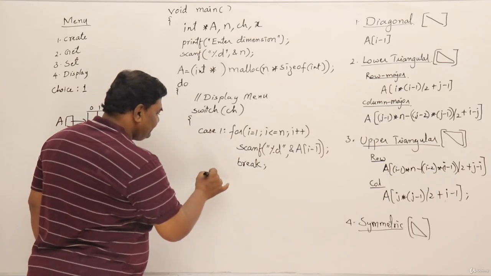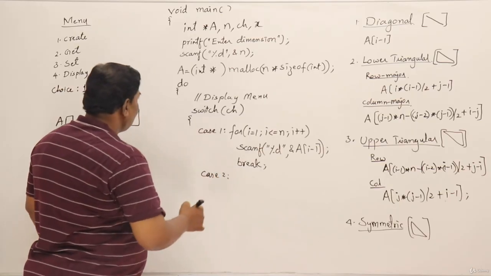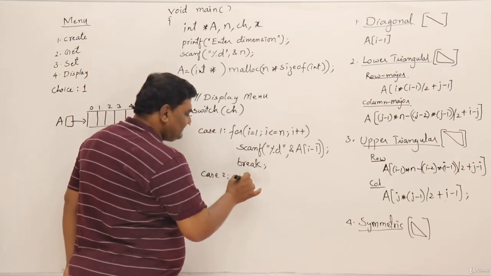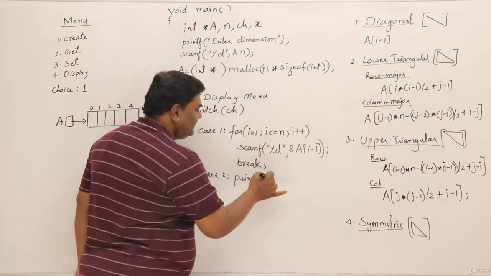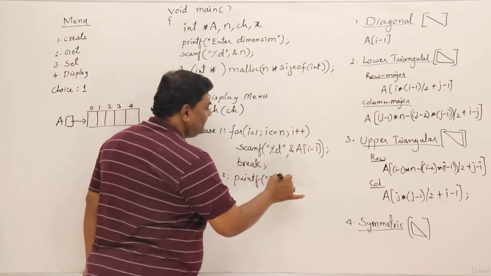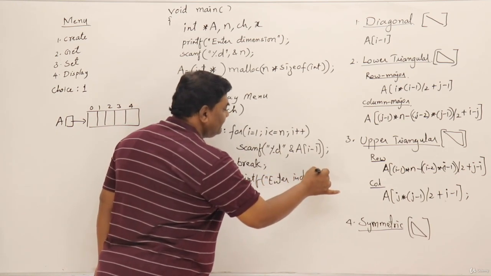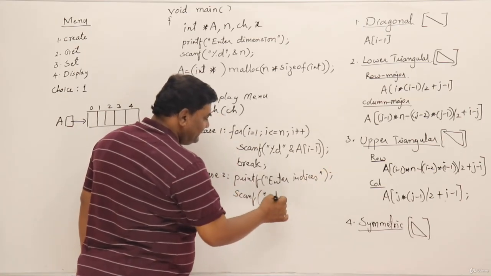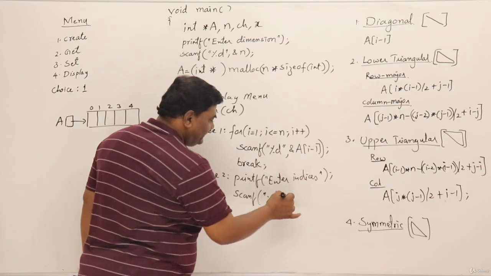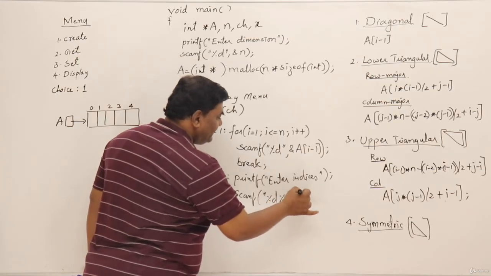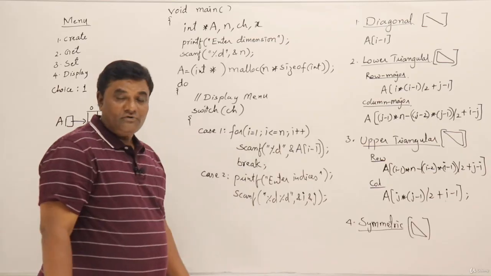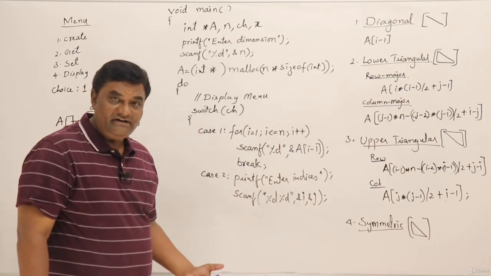Now second case, getting a value from a given index. So here I can say printf enter indices. Then scanf %d %d, I should read i and j. Row number and column number, both I should read.